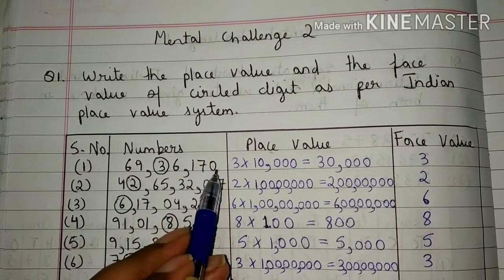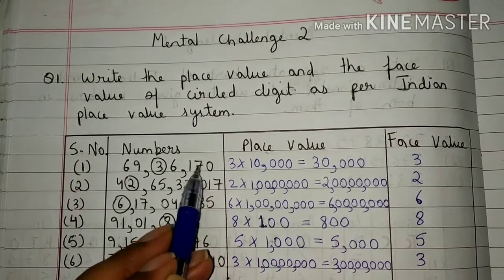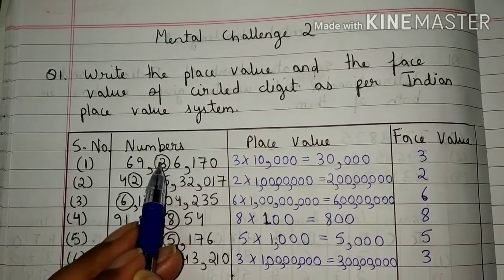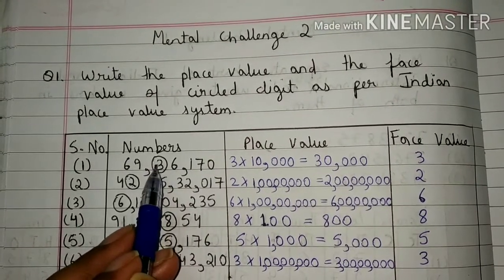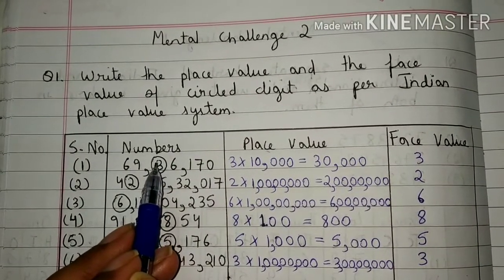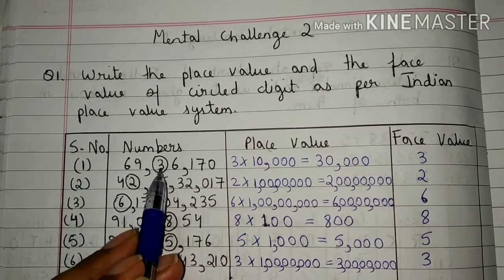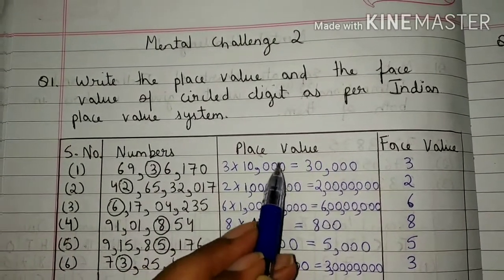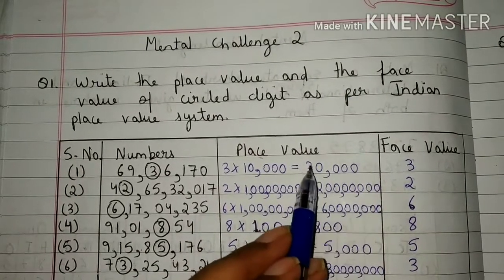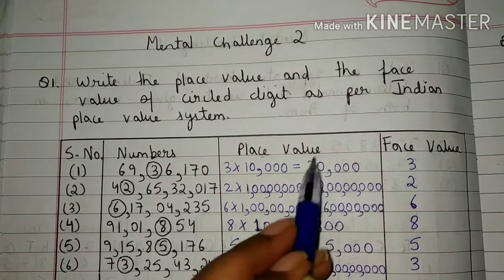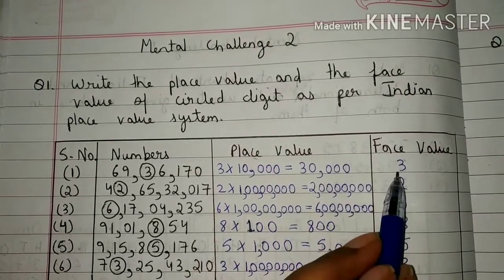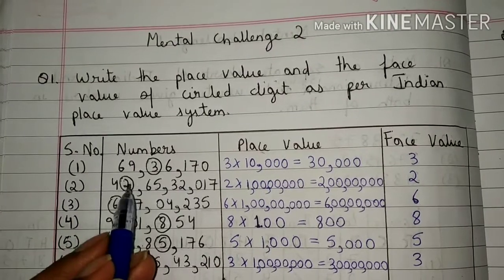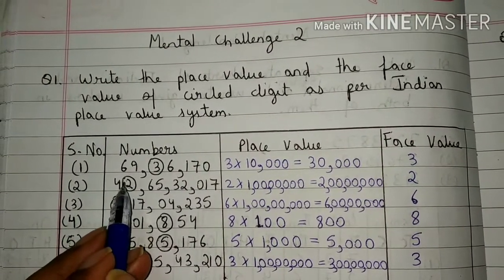Students, this is ones place, tens place, hundred place, thousands place, 10,000s place. Students, you can see that 3 is at 10,000s place. So place value of 3 is 3 into 10,000 is 30,000. Place value of 3 is 30,000. Face value of 3 is 3.